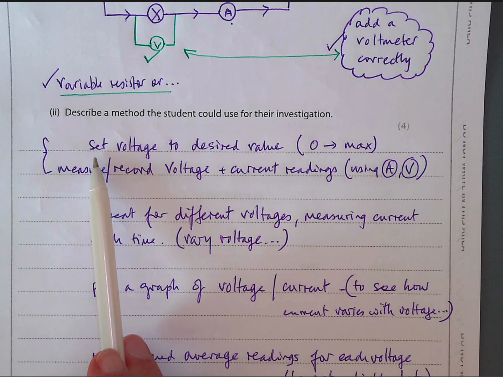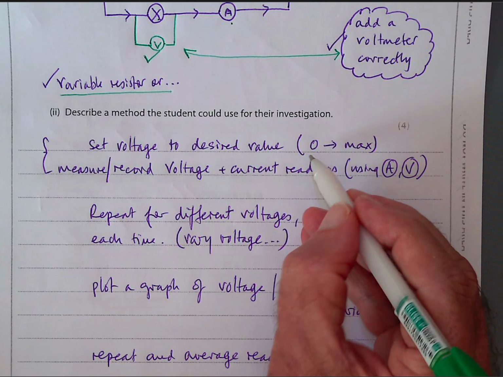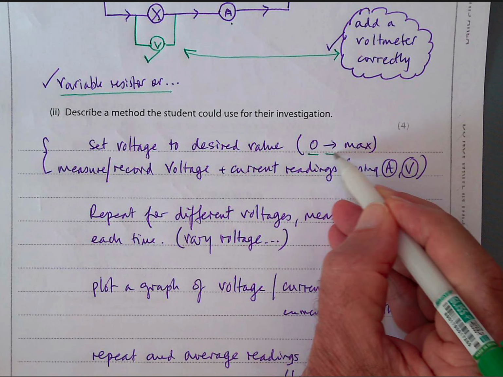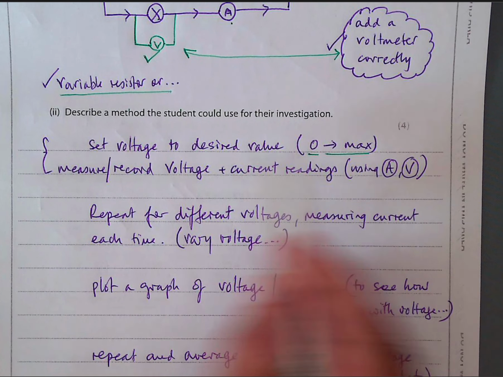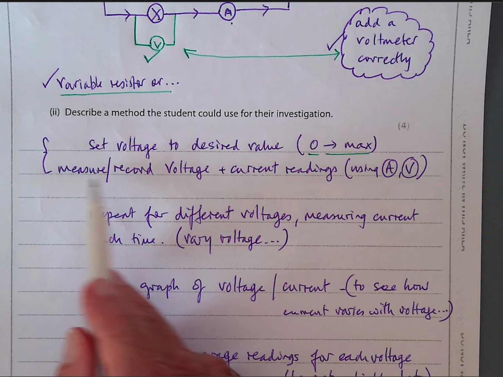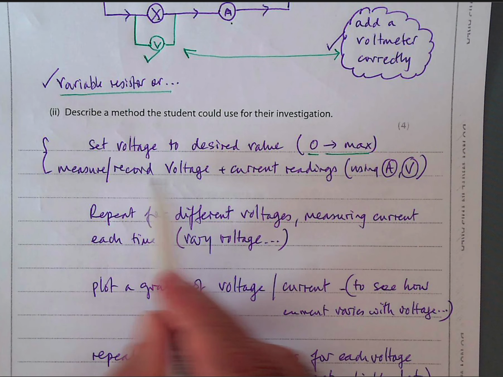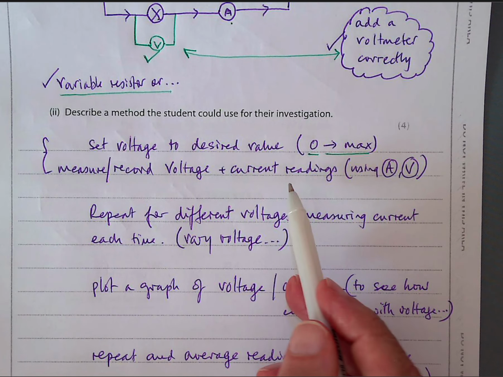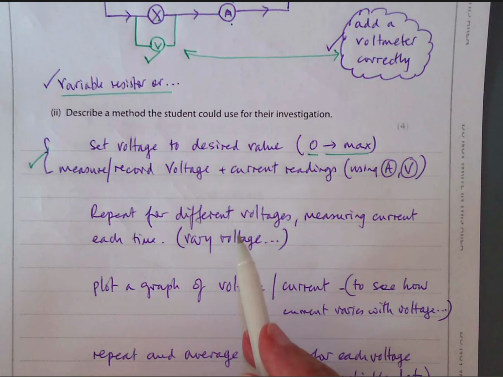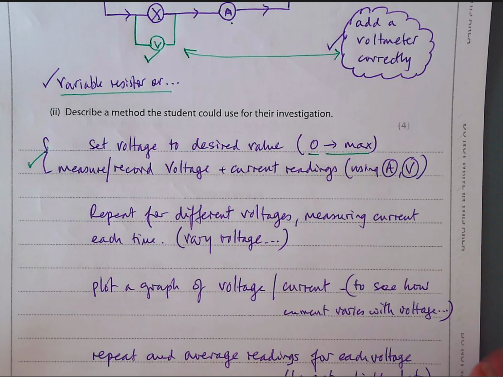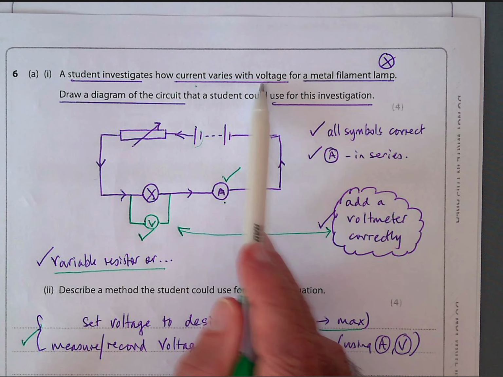So always tell students to set the voltage to the desired value first, and I always start with 0, although that's not in the mark scheme, and then move it up to the maximum. So this is, in a nutshell, the way to do this experiment. Then you measure or record the voltage and current readings using the ammeter and voltmeter. As long as you're recording, that's one set of data, and you'll get 1 mark because you're looking at the current and the voltage. But of course, that's not going to tell you how it varies.